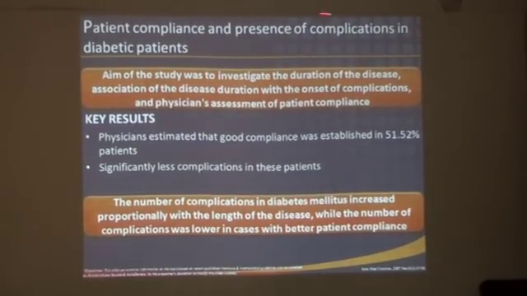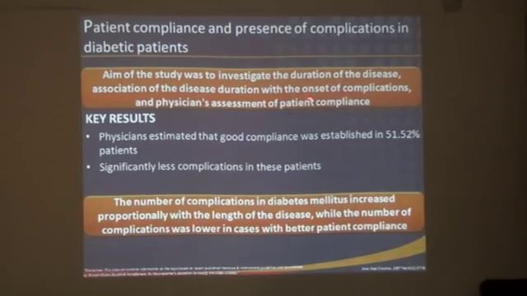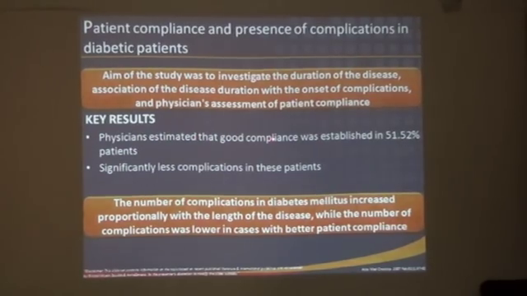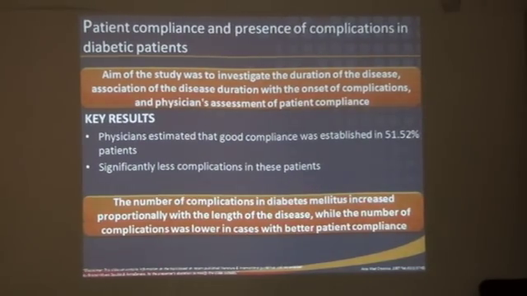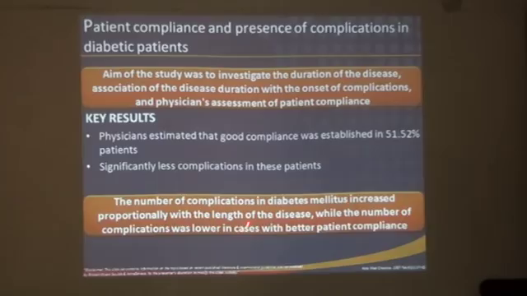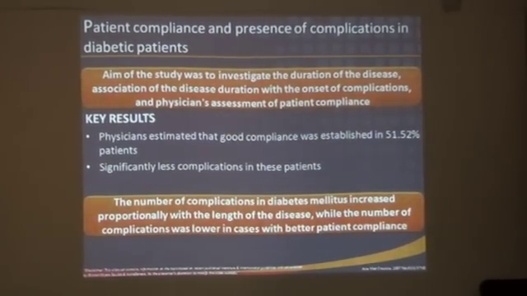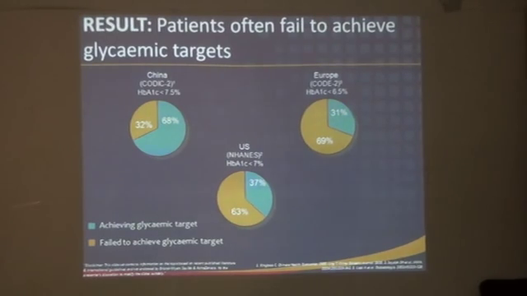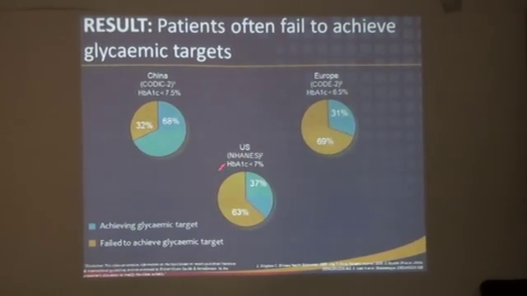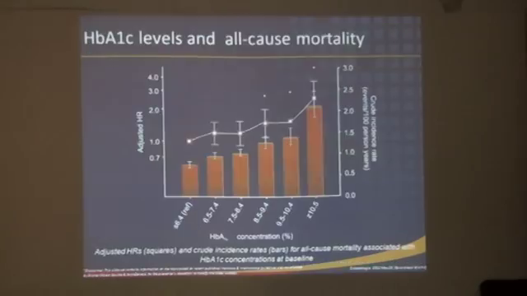This study on patient compliance and presence of complications was done to investigate the duration of the disease, the association of disease duration with the onset of complications, and the physician's assessment of the patient's compliance. The physicians estimated that good compliance was established in only half of these patients, and the number of complicated diabetes cases increased proportionally with the length of the disease, while the number of complications was lower in cases with better patient compliance. And you find that in all countries, whether it's China, Europe, or the US, 2/3 of your patients do not achieve their targets. Only 1/3 of your patients achieve the targets.